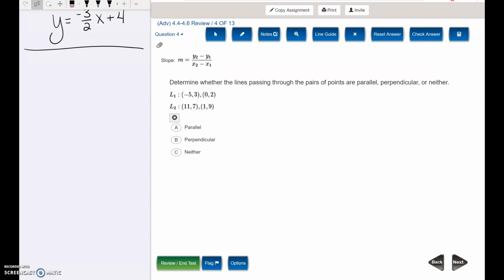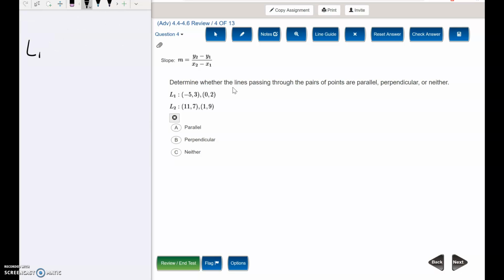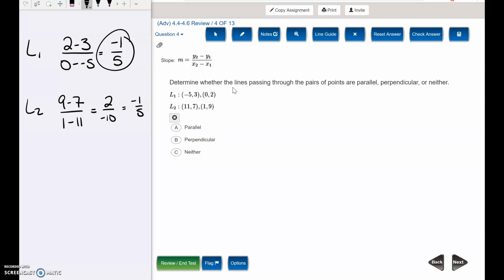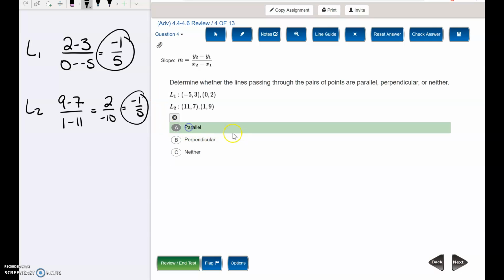Here's question 4. Determine whether the lines passing through the pairs of points are parallel, perpendicular, or neither. And notice I did put the slope formula up above for you. So we need to find the slope of each line. For line 1, we would do 2 minus 3 on the top and 0 minus -5 on the bottom. That's -1 over 5. For line 2, we would do 9 minus 7 on the top, 1 minus 11 on the bottom. That's 2 over -10, which simplifies to -1/5. They are both -1/5. That makes them parallel.